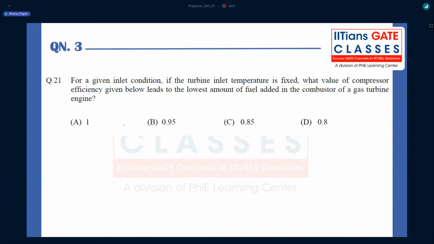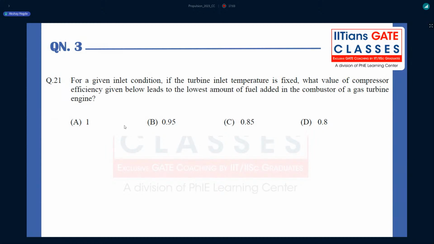For a given inlet condition, if the turbine inlet temperature is fixed, what value of compressor efficiency given below leads to the lowest amount of fuel added in the combustor of a gas turbine engine? Again, a very interesting question, and there is no straight way to answer this particular problem. It is more of a qualitative analysis than a quantification.